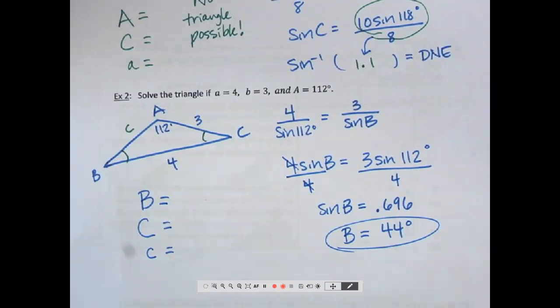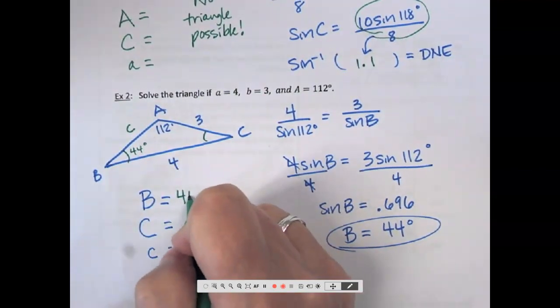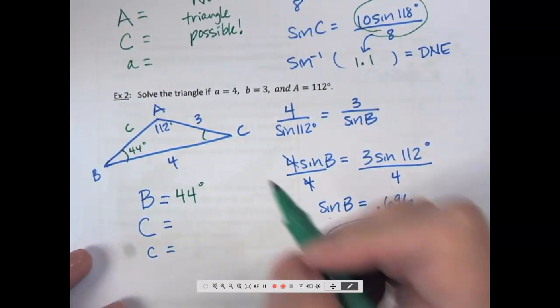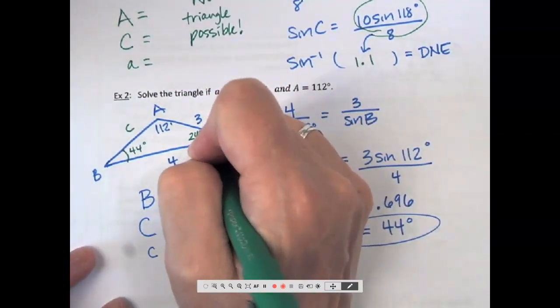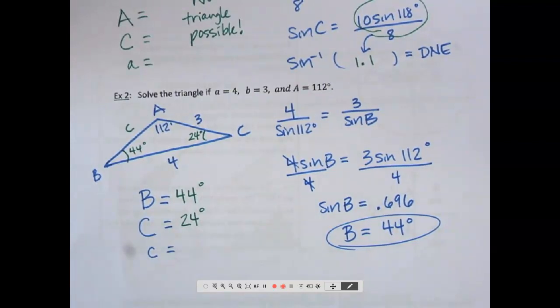All right, so I know that angle B is 44. Okay, well that means I can find angle C pretty easily because they all have to add up to 180. So 180 minus 112 minus 44 leaves 24 degrees for this one. And that just leaves side C to find.